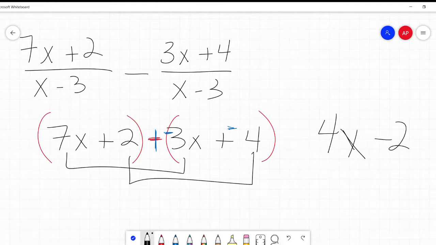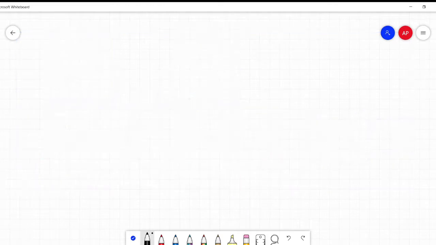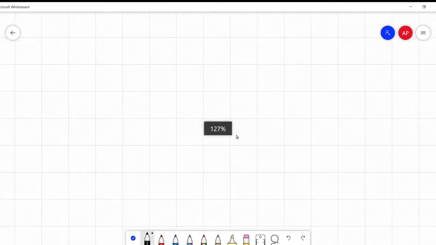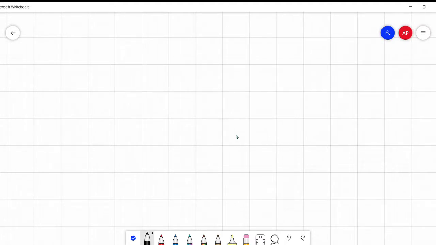If you need a refresher on combining like terms, video in the description below. So those are our big principles here. We have to have this common denominator. Denominator has to be the same, and be careful about those minuses.